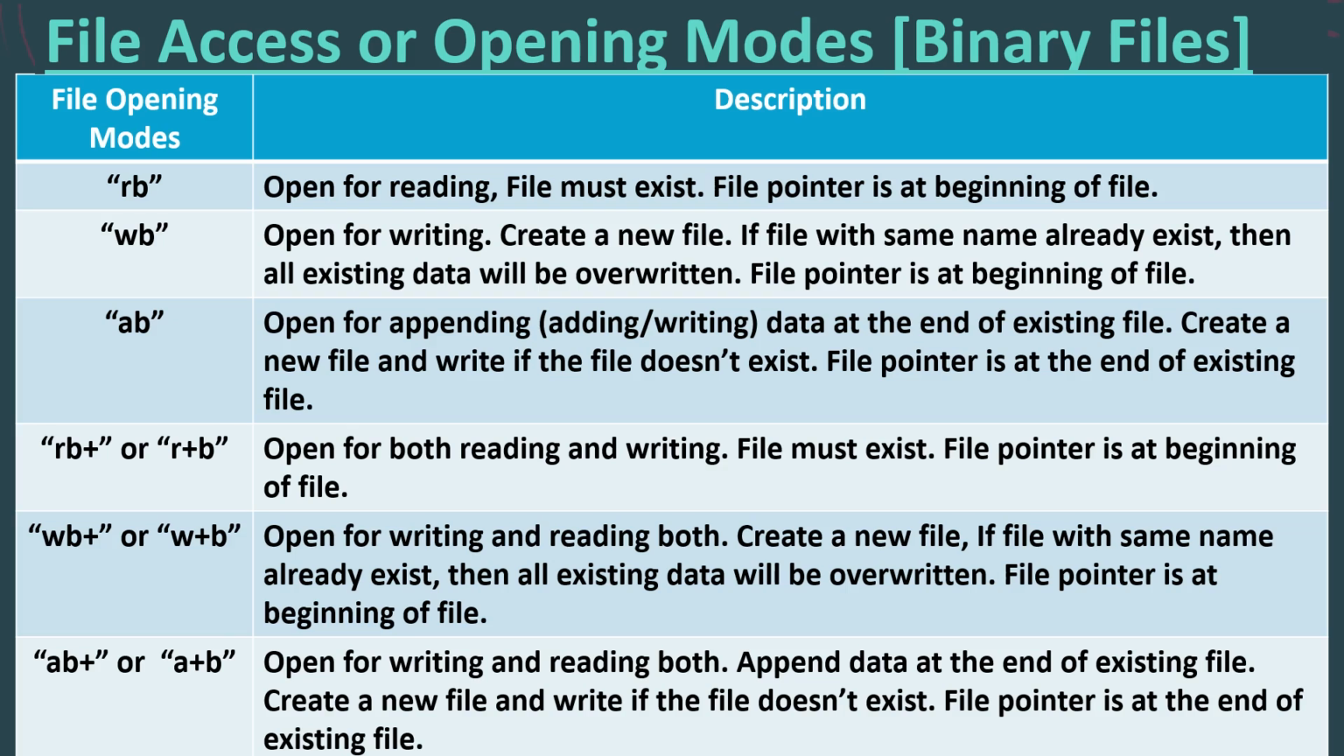Otherwise, the same thing, if you just write rb, then the file will be opened in reading mode and the pointer will be pointing at the beginning of the file. But wb is a mode in which the file will be opened for writing, and ab is also for appending and so on.